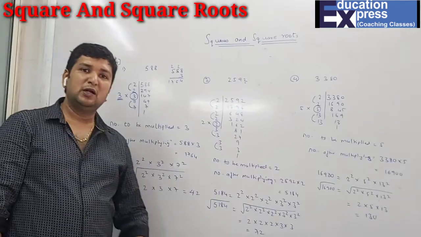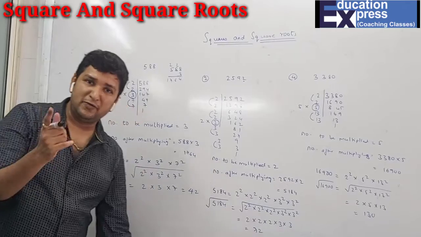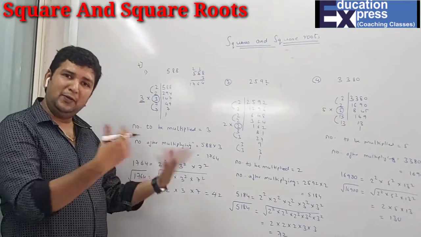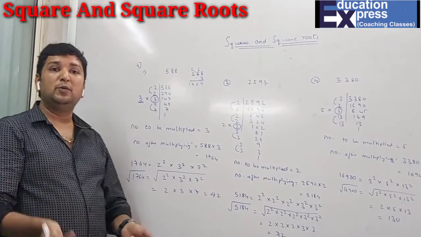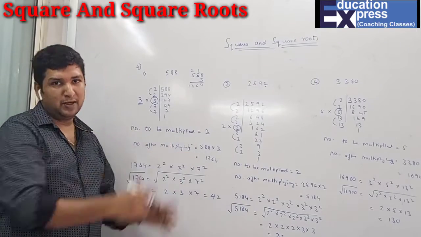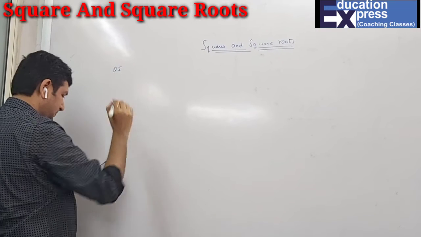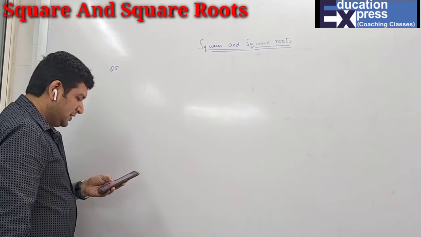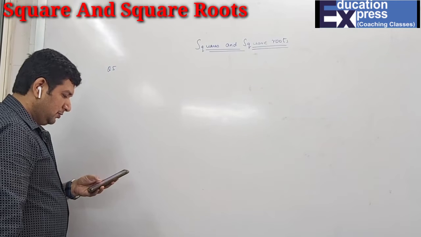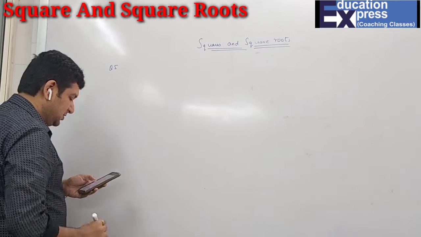Now we start with question number 5. 4th and 5th, there's only one difference. Here they have asked what number to be multiplied. In the 5th question, they have asked what number to be divided. But everything else will be the same. Question 5th: by which number should the given number be divided to obtain a perfect square? The same thing I've told you.